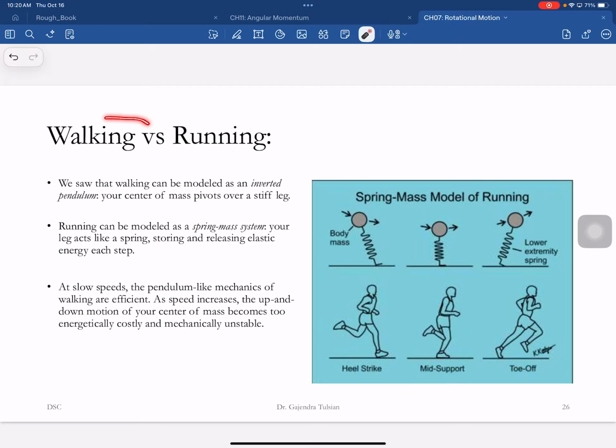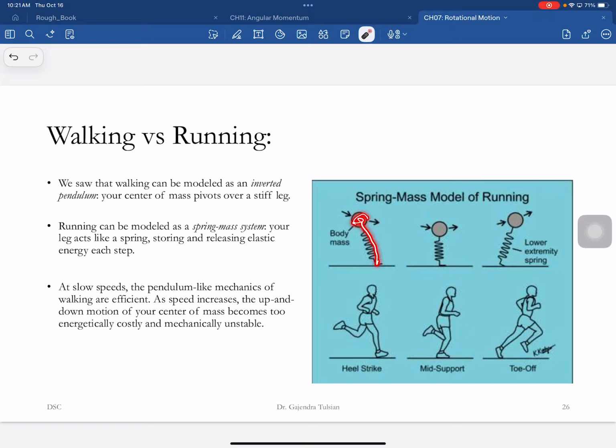All right, so walking versus running. When you run, so we saw that walking can be modeled as an inverted pendulum. In walking, you plant your foot and your center of mass is going in a circle over it. Okay? Running can be modeled as a spring mass system. So your tendons are springs that store energy. You guys remember how much energy the tendon gives back? 90%, very good.